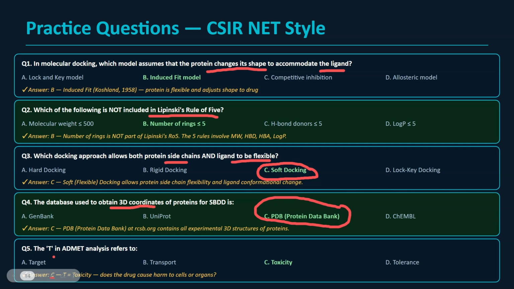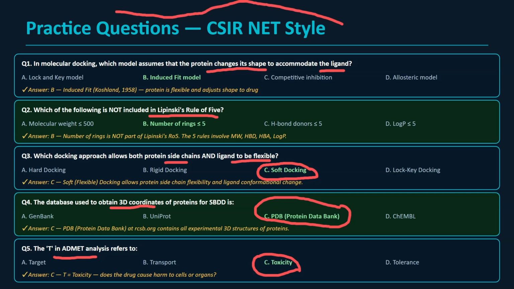Next, what stands for ADMET? A stands for absorption, D stands for distribution, M stands for metabolism, E stands for excretion, and T for toxicity. So these are the practice questions we have here.